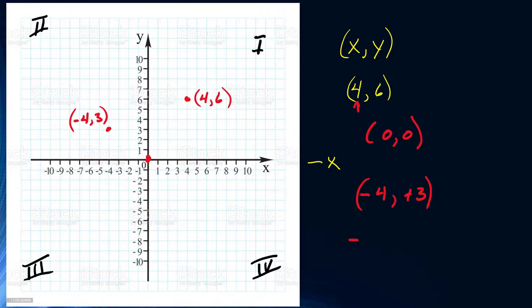We'll do one in the third quadrant. That will be -6, -7. We start at the origin, do the x value first, 1, 2, 3, 4, 5, 6, and then down 1, 2, 3, 4, 5, 6, 7. So that's going to be -6, -7.